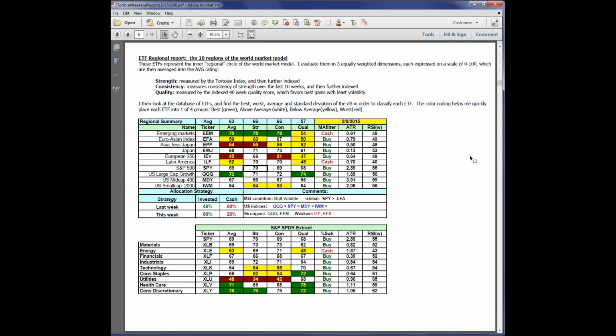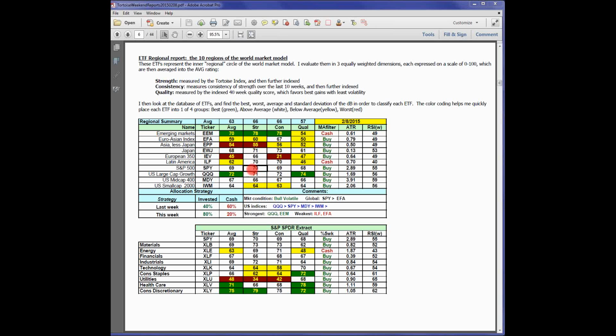Looking at the world market model, 8 of the 10 indexes are on buy signals. Therefore, we're at 80-20 in the theoretical model. The S&P at 70 is still better than EFA at 60, so it's U.S. versus the world. Inside the U.S., it's technology at 71, large cap 70, mid cap 66, small cap 64.